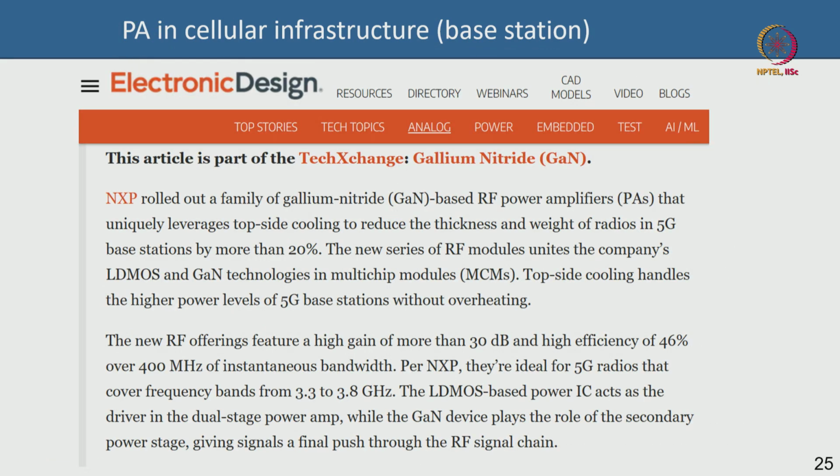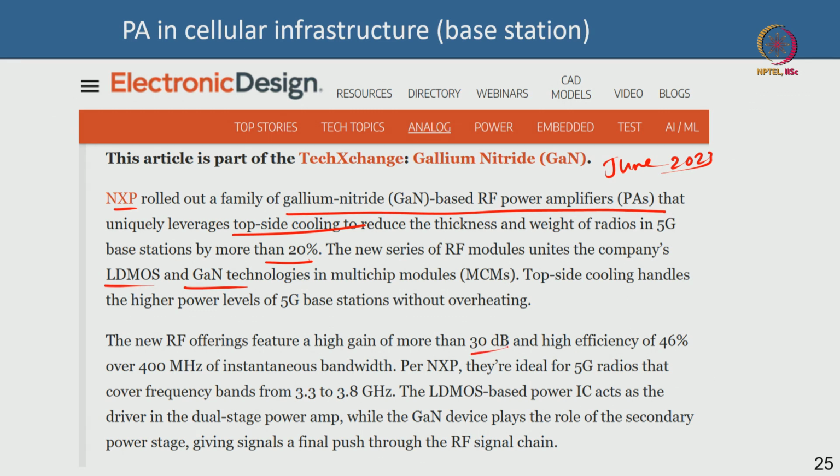Okay. So, again NXP is another company I told you. This is from June 2023. This is very recent. You see, they rolled out a gallium nitride RF power amplifier for the cell phone station, and they have cooling on the top to reduce the weight by 20%. They are cooling the gallium nitride power amplifiers from the top side to take the heat away, because cooling is a very important aspect. Okay, and they are combining both LDMOS and GaN. They are not saying that we are only going with GaN. They have both LDMOS and GaN.